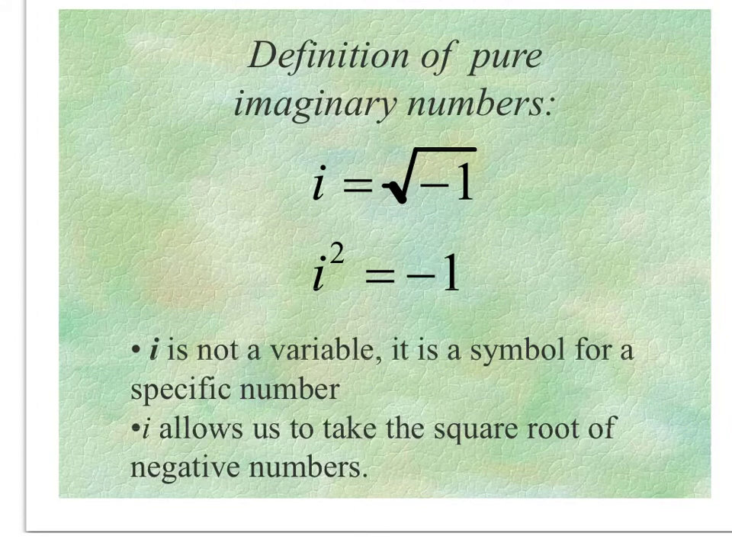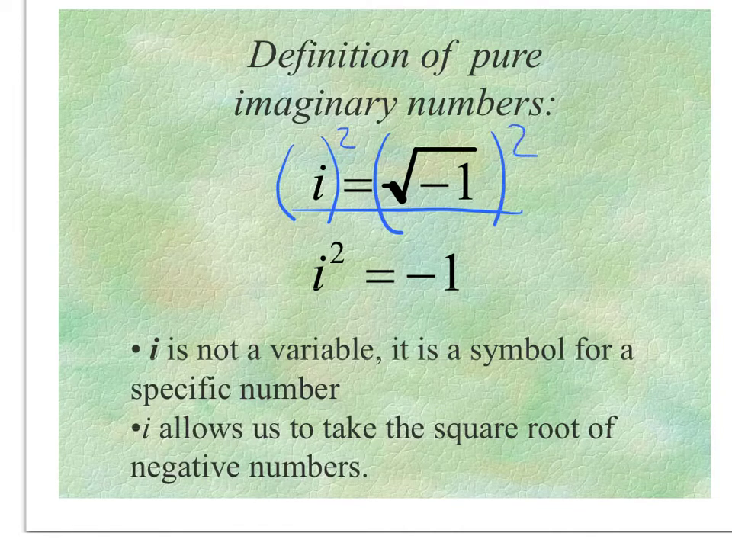So the definition of pure imaginary numbers is that i is equal to the square root of negative 1, and if you square both sides, i squared will equal negative 1. So things to remember would be that i is not a variable. It's a symbol for a specific number because i is the square root of negative 1. And it allows us to take the square root of negative numbers.